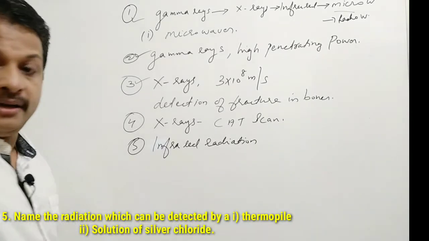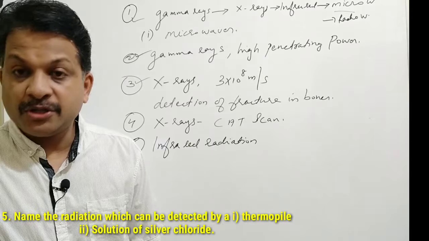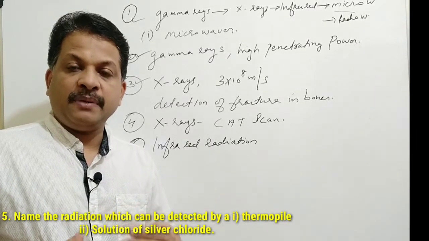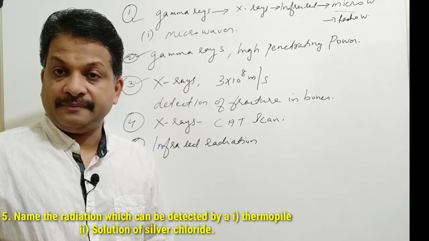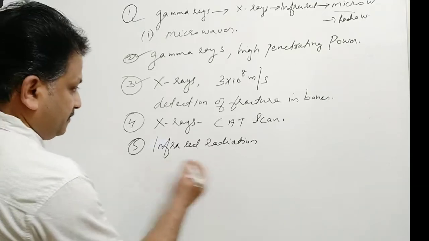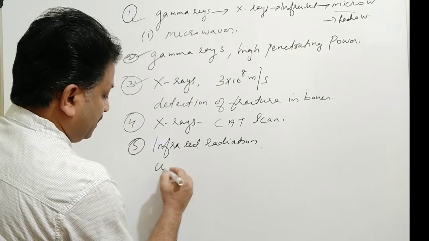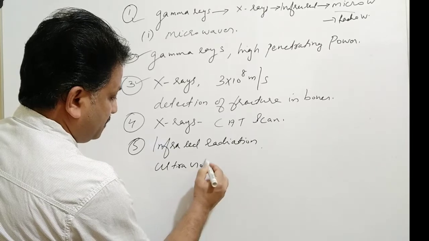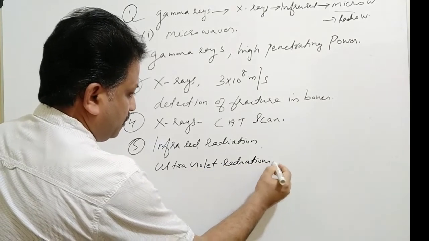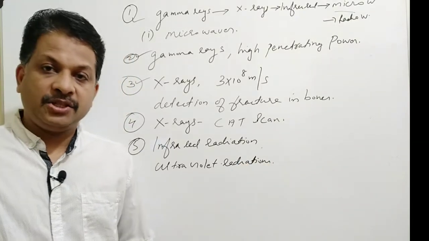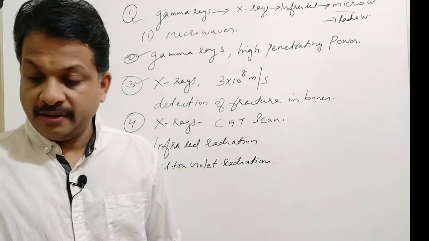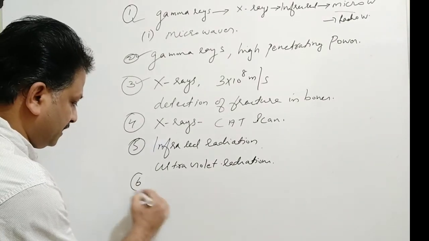Infrared radiations are detected by a thermopile. And a solution of silver chloride: a radiation which is detected by the change in the color of silver chloride solution. That is what? Ultraviolet radiations. Second is ultraviolet. Ultraviolet radiations are known by their high chemical activity. They show color changes in silver chloride solution. Clear? Ultraviolet radiations. Okay. Now moving on to question number 6.